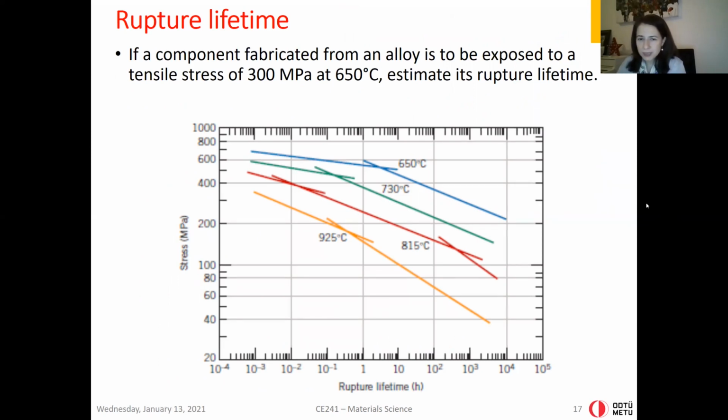650 Celsius is the blue curve. Here, the x-axis gives you rupture lifetime and the y-axis gives you your stress value. So we are at 300 and we are at 650 Celsius. Of course, reading from these curves, they may not be exact, but at least you can get a ballpark picture.